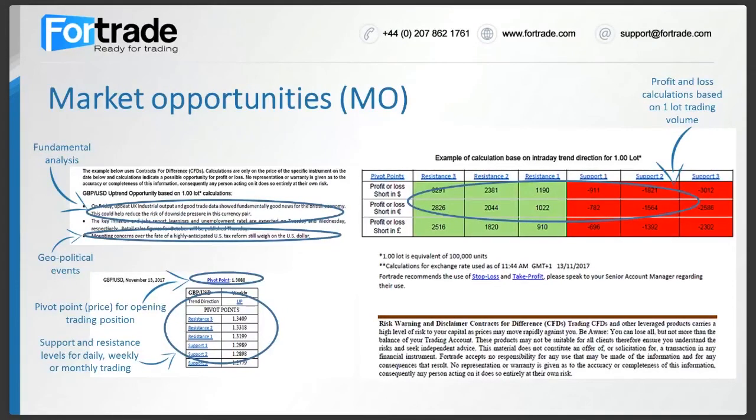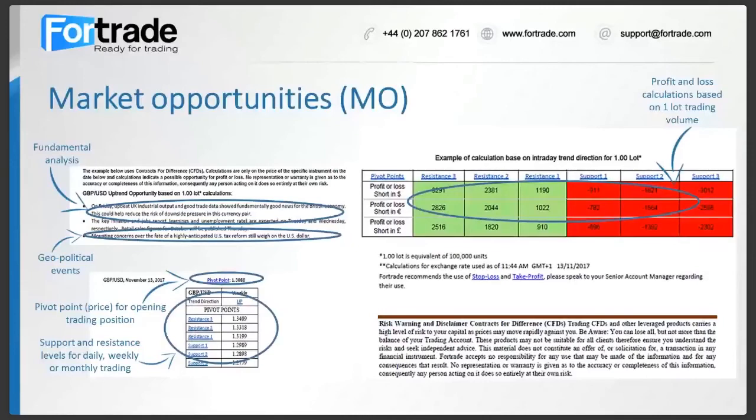Here you can read some fundamental analysis on what's going on with the euro-dollar currency pair. Below you can see some geopolitical events that can influence the euro-dollar currency pair. It's important to look at the pivot point on which your calculations are based. Now, if the price reaches this level that you can see on the screen, which is encircled in blue on the left-hand side, where it says pivot point, this shows the right moment in our estimation for you to open a trading position if you're using a market opportunity.